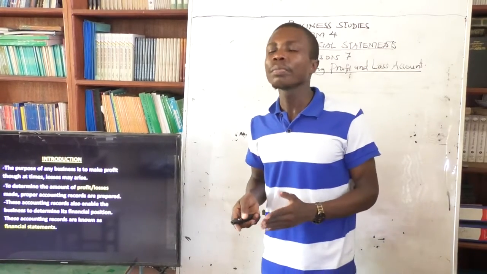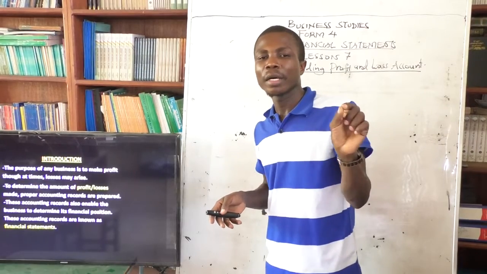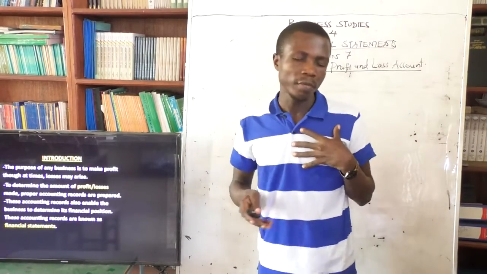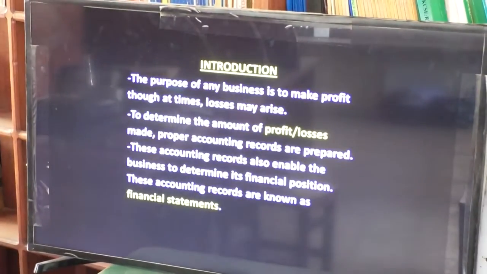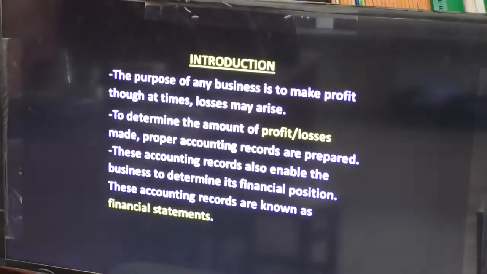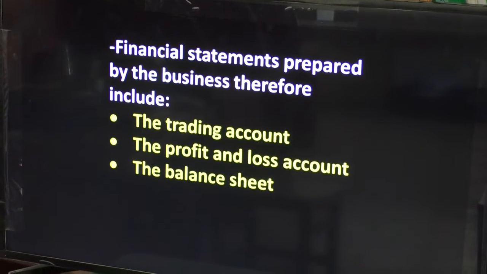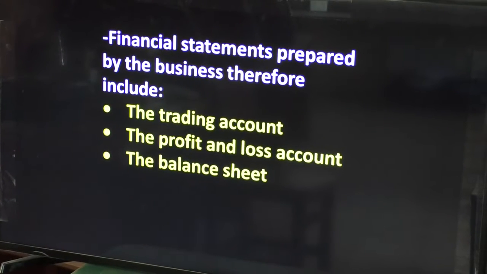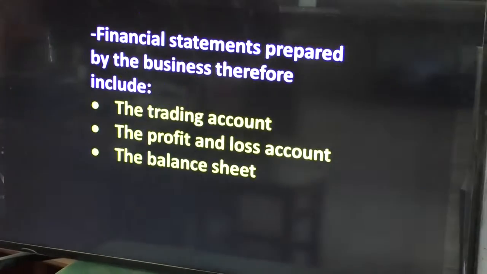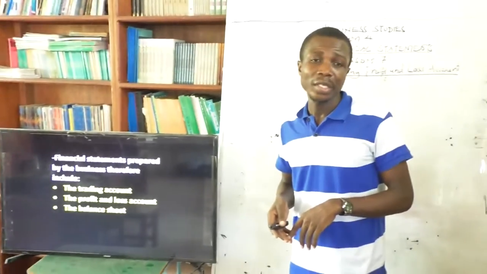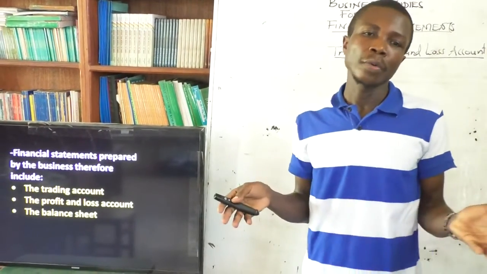And such accounting records, we always give them a definition, that is financial statement, and that is our topic. So financial statements, what are the types? We have 3 types, especially that we're going to talk about in Form 4 here: the trading account, the profit and loss account, and the balance sheet. The major area we're going to concentrate on is how to prepare them, then after that, their purpose.